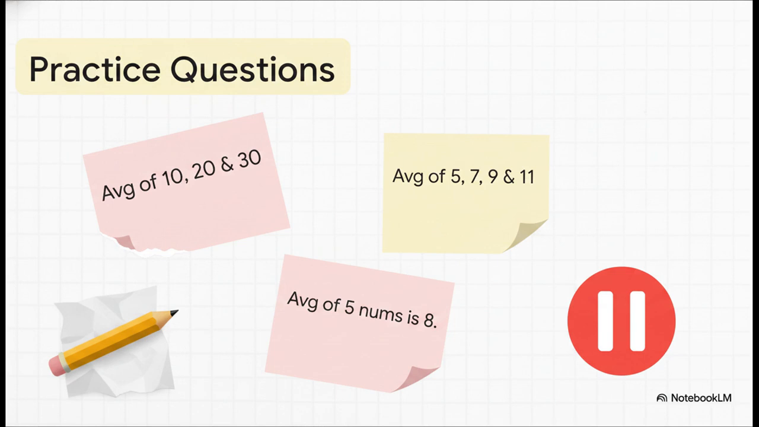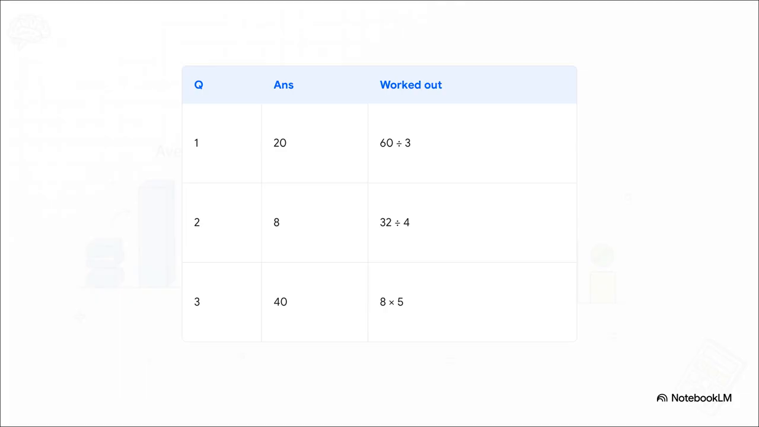And question 3, a fun working backwards puzzle. The average of 5 numbers is 8. What is their total sum? Go ahead, hit pause now, and we'll check your answers in just a second. All right, let's see how you did.